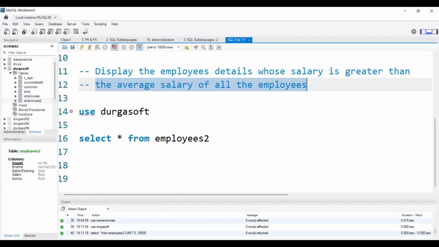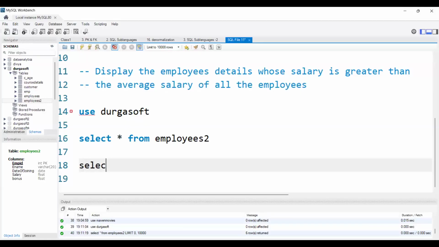Average aggregate functions, right? So let's try to see that. First let me solve this question: average salary of all the employees. What I will do, I will simply write it as select, sorry, not star, average, right? So I will write select average of salary from employees to.